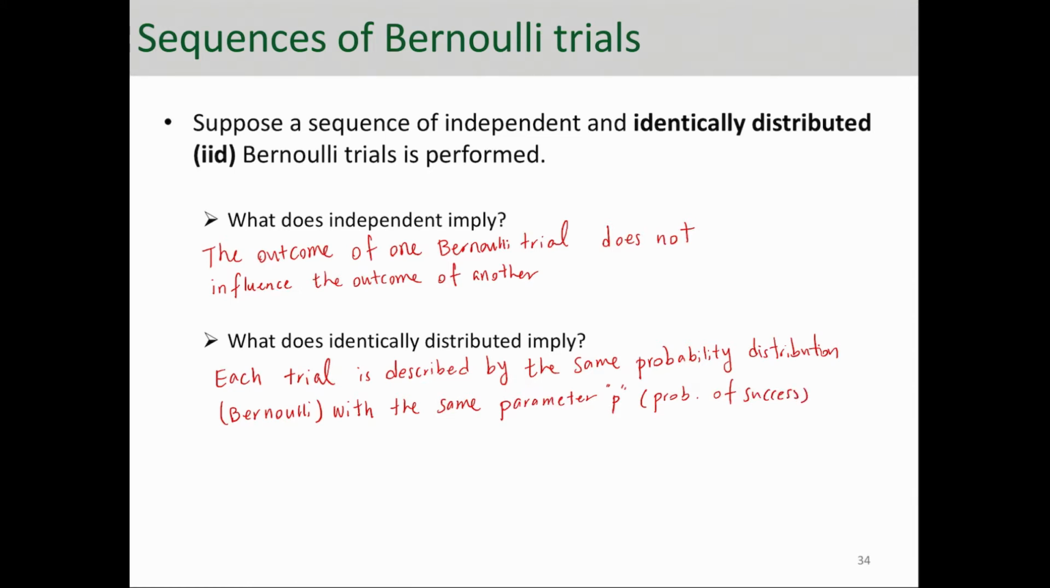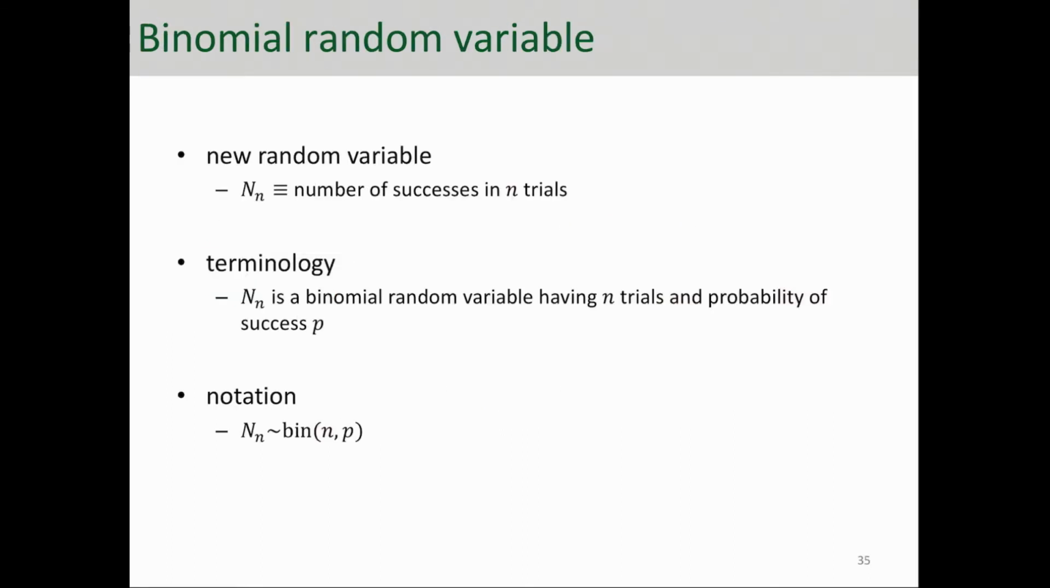So if we have such a sequence of Bernoulli trials, we can introduce a new random variable, and that is a binomial random variable. Binomial random variable notation is N sub n, and what it represents is number of successes in n trials. So suppose we have those n sequences of Bernoulli trials, and among all those trials, you will have so many successes and so many failures.